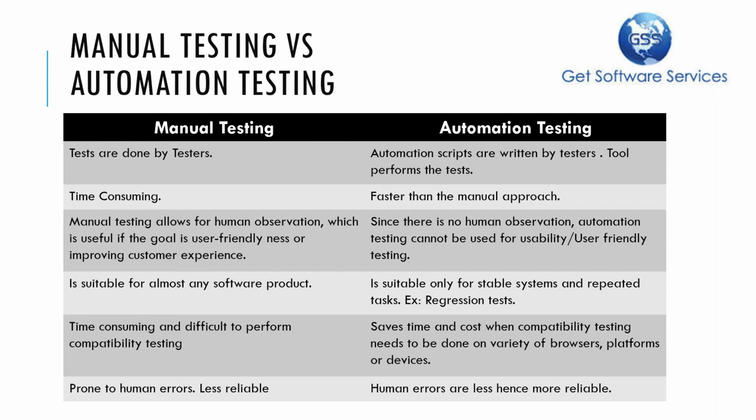Manual testing is prone to human errors, especially if there are repeated tasks that need to be done. Over a period of time, we get bored, and that's when we tend to make mistakes. These things can be avoided by doing automation because there are no human errors. So that's a comparison of manual testing and automation testing.